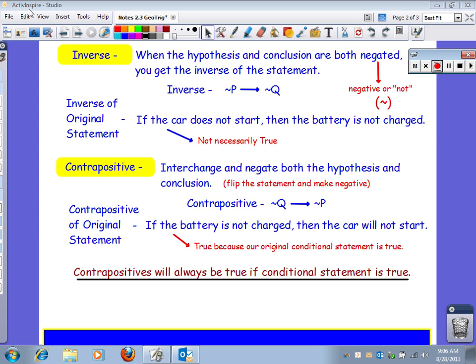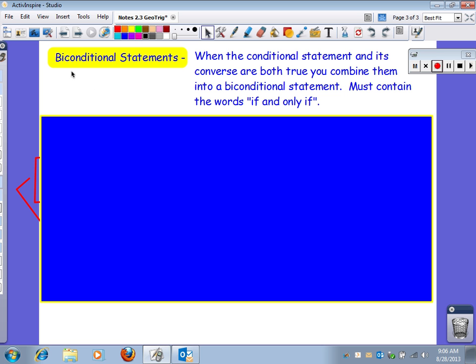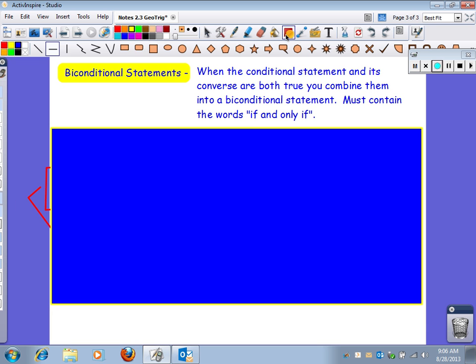All right, after contrapositives, we have one last slide. We want to talk about biconditional statements. When the conditional statement and its converse are both true, you combine them into a biconditional statement, which must contain the words if and only if. Let me underline that so we see those key words right there. If and only if.